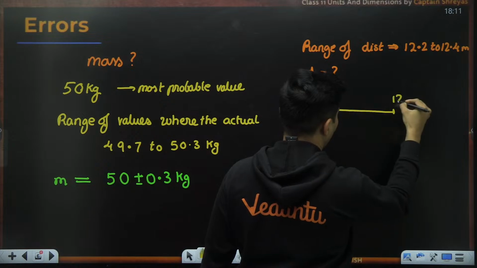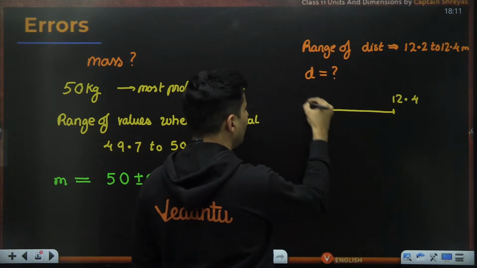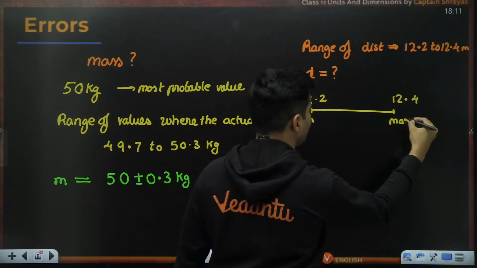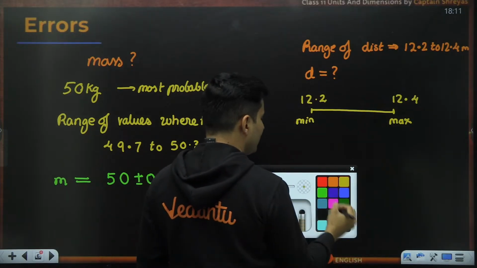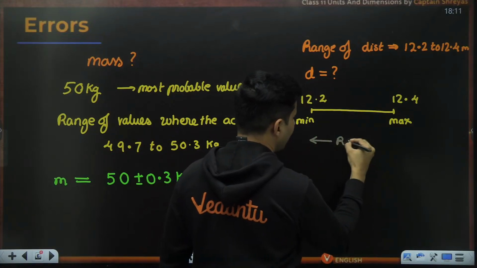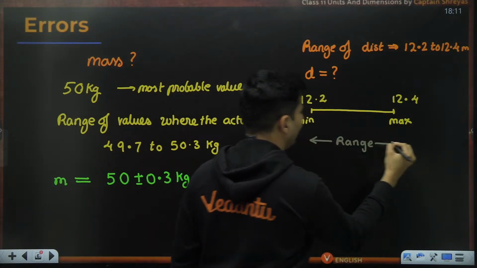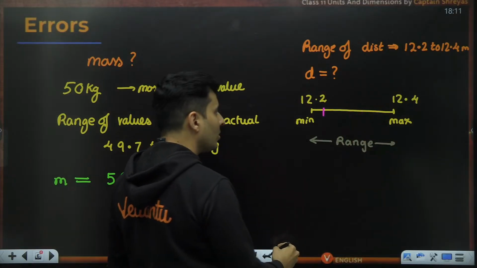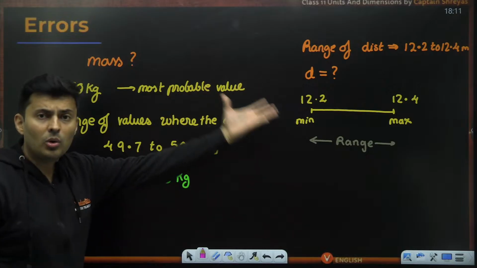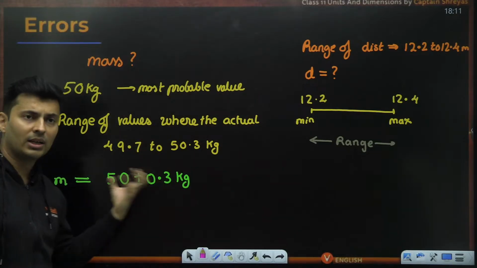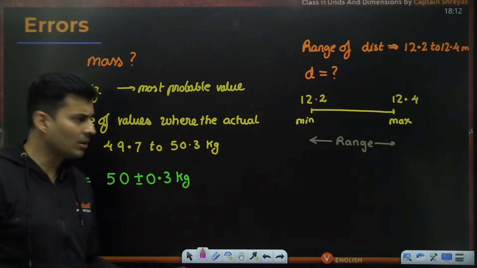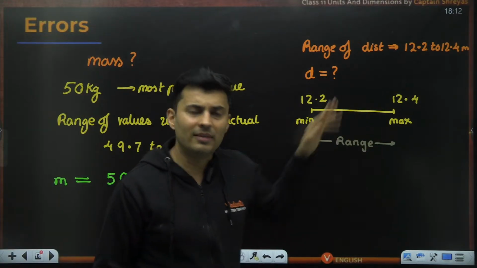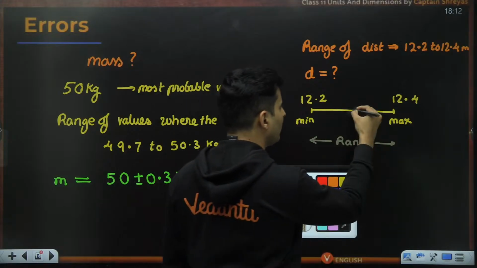So imagine 12.4 is the maximum value which it can have, and 12.2 is the minimum value which it can have. This entire thing is the range of values where I do not know where the actual distance is. The actual distance might be anything. So how do I write this in the correct way of representing any physical or mathematical quantity? Since this is the maximum and this is the minimum, the most probable value will always be in between.